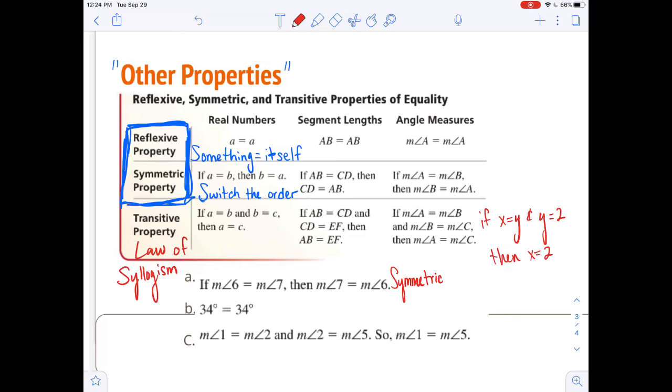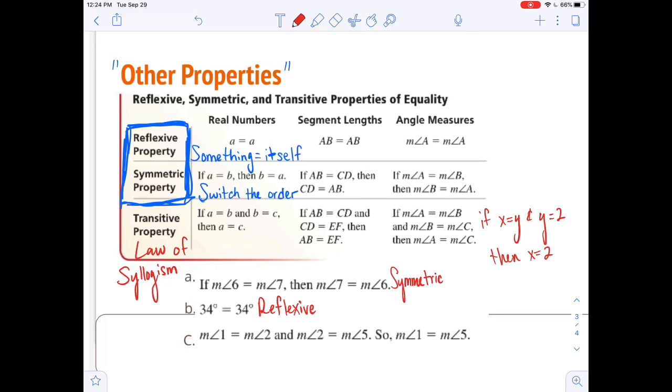And B, 34 equals 34. A equals A, AB equals AB, 7 equals 7. If it's Monday, then it's Monday. I'm taking one thing and setting it equal to itself. So this has got to be my reflexive property. I didn't switch the order. I really couldn't switch the order because there's just one term.